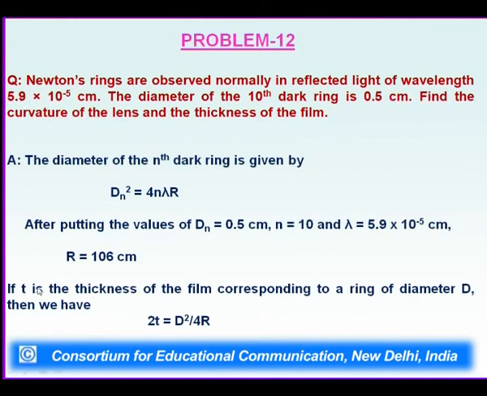To calculate the thickness t of the film corresponding to the ring of diameter d, we have 2t is equal to d square by 4r. Then we put the value of r from here into this equation. We have d is equal to 0.5 centimeter. By putting this value, we can calculate the thickness of the film, which is equal to 3 into 10 minus 4 centimeter.